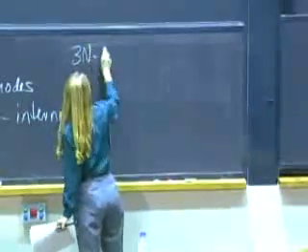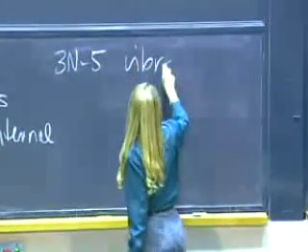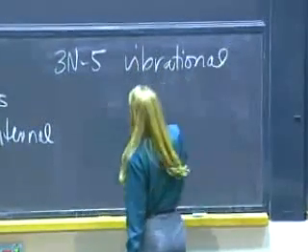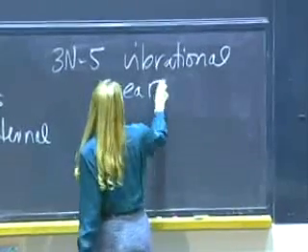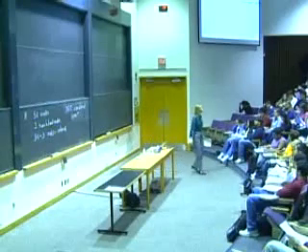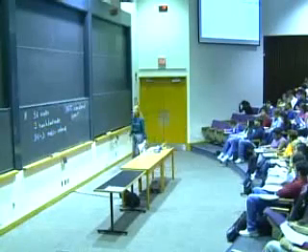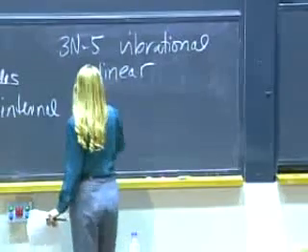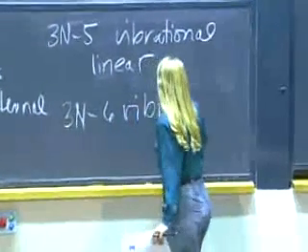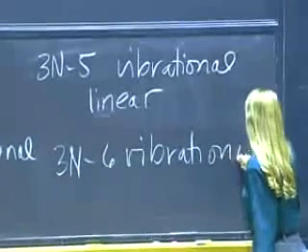Therefore, in a linear molecule, if we use 3 modes for translation and 2 for rotation, the number of vibrational modes is what's left over. So for a linear molecule, we have 3n minus 5 vibrational modes. If we've got a nonlinear molecule, since we've got 3 rotational modes, we have left over 3n minus 6 vibrational modes.